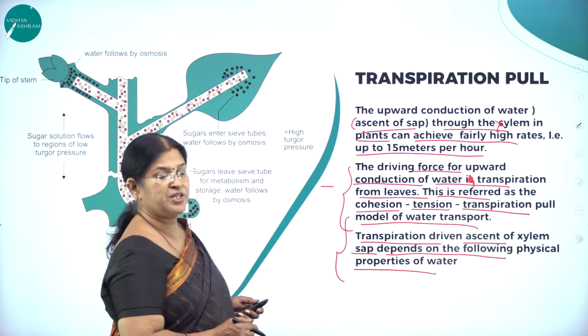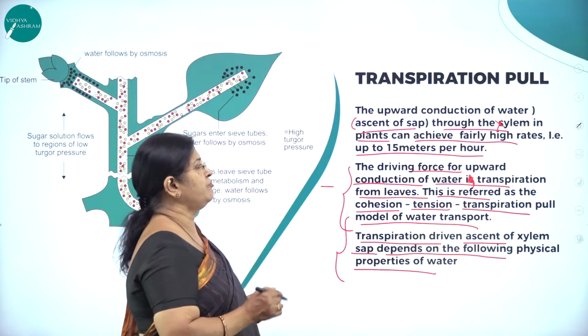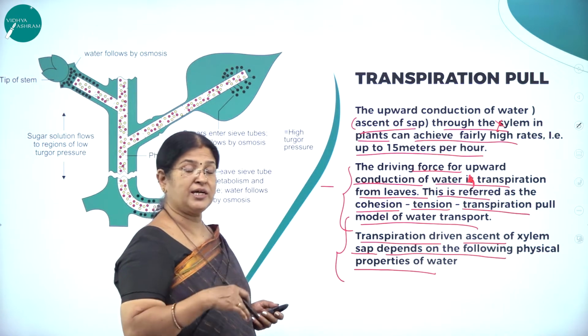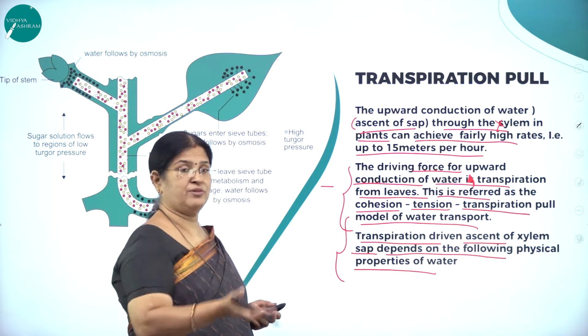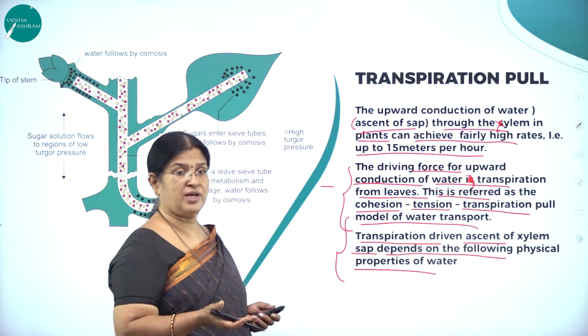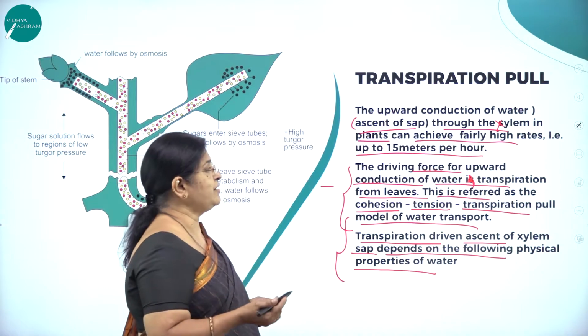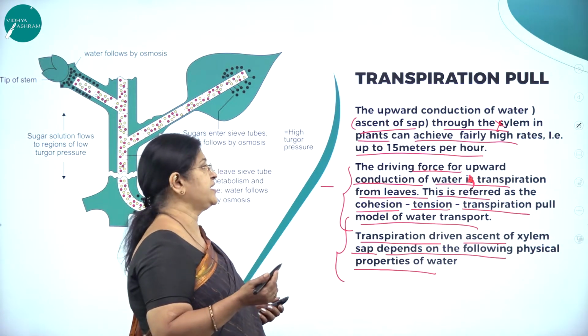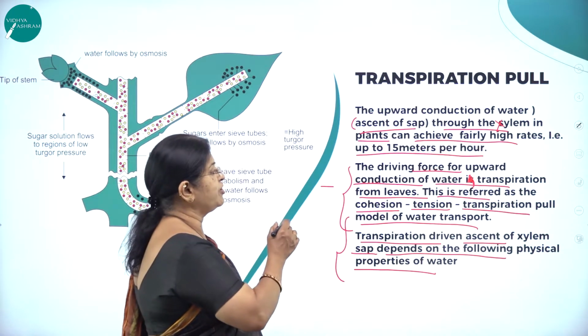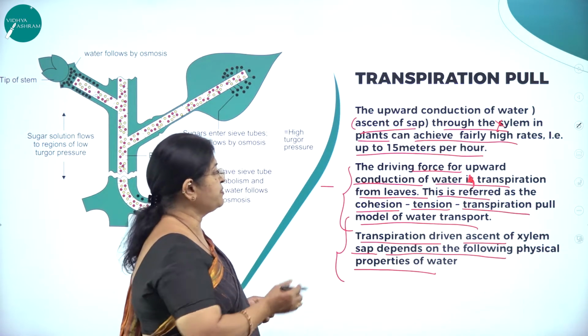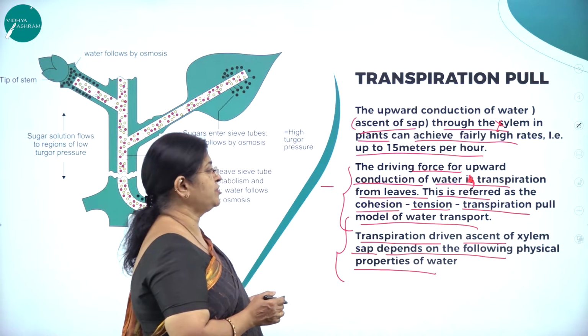So what is transpiration pull? The upward conduction of water, that is, all the contents of the cell, is called what? Sap. Ascent means upward rise of the contents, so it is the ascent of sap through the xylem in plants, which can achieve fairly high rates, up to 15 meters per hour. The driving force for upward conduction of water is transpiration from leaves, and this is referred to as what?